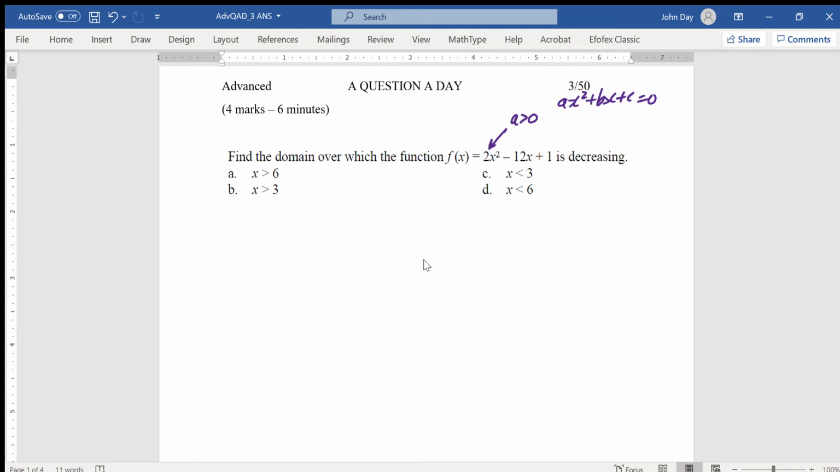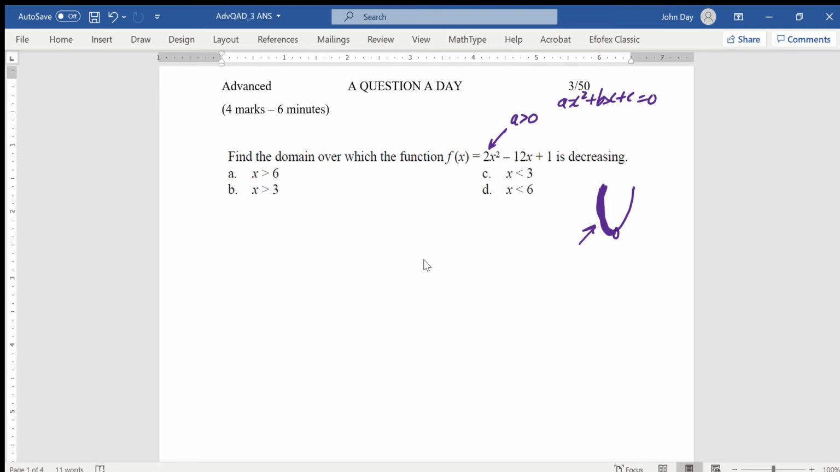because a is bigger than 0, it's a happy parabola, so it looks like this. So on this side, it's decreasing, coming down to the bottom, but not including the bottom, of course, because that's the stationary point.